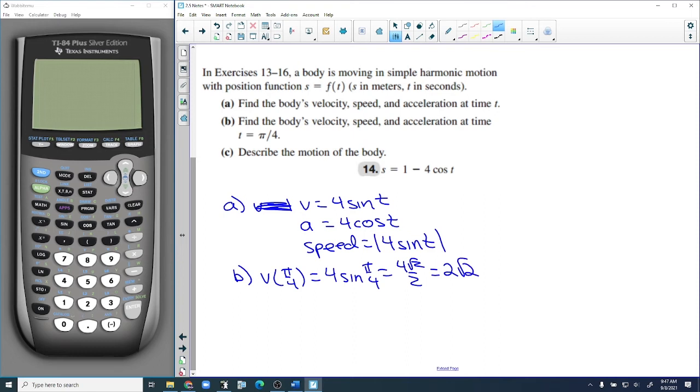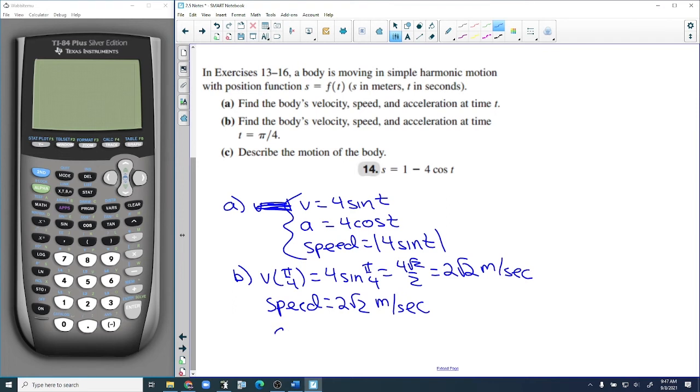The speed is the absolute value of that, 2 square root of 2, and I think we have labels, so meters per second. I tend not to put labels when we have an equation left. I don't usually put labels on those. But if we have a value left, then I start throwing labels on there.